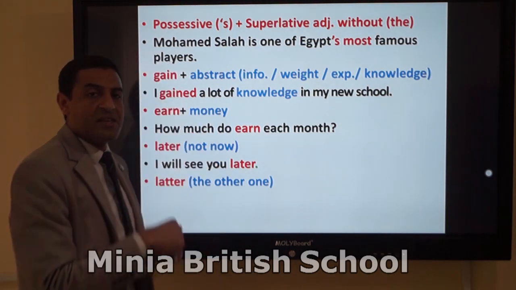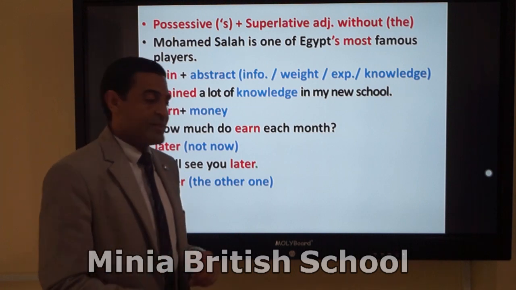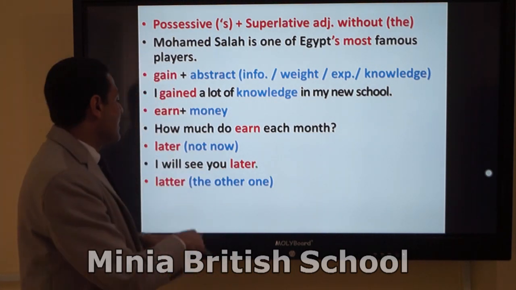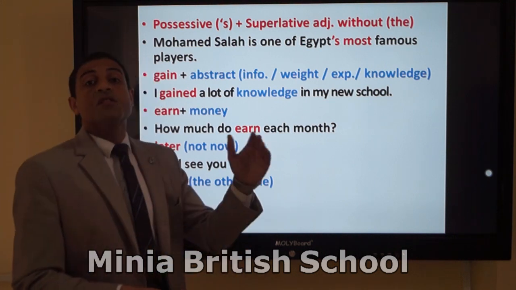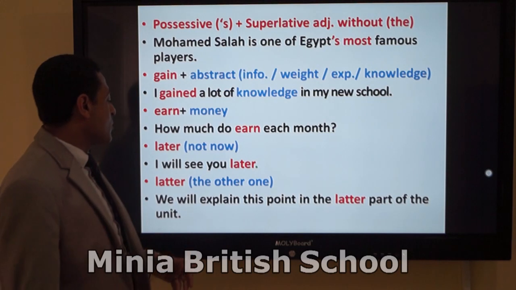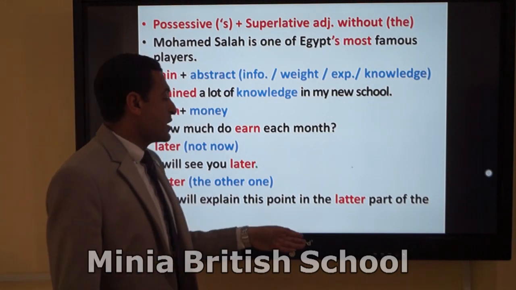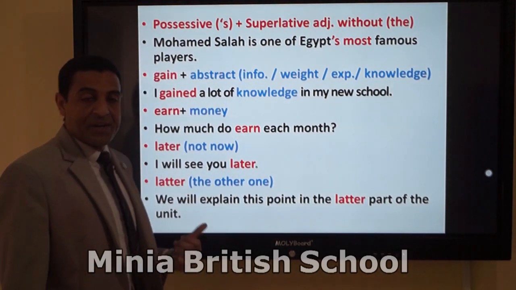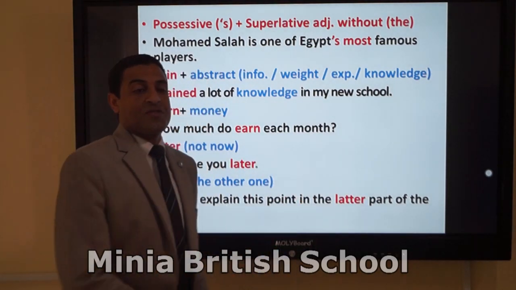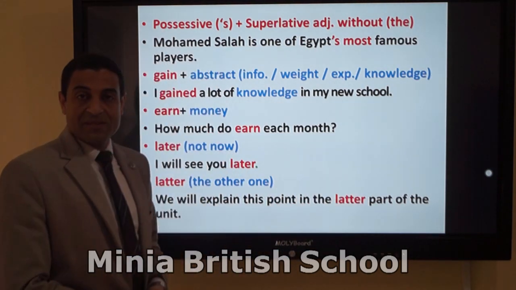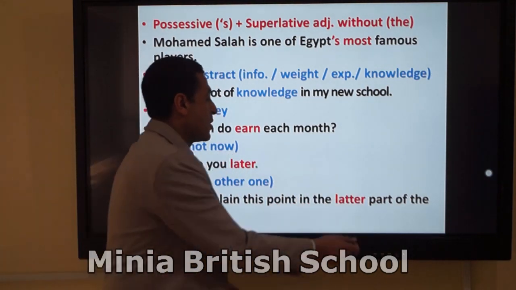This one is only single T, and this one is double T. The same letters, but this one, double T. Okay? The other one, it means the other one. Just like when I tell you, we will explain this point in the latter part of the unit. In the other part of the unit. In the latter part of the unit. Okay?